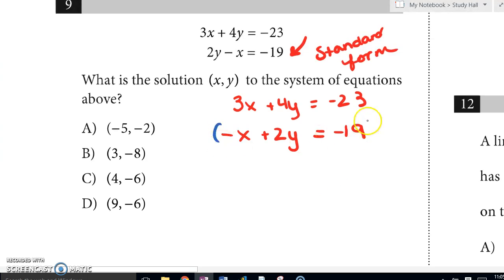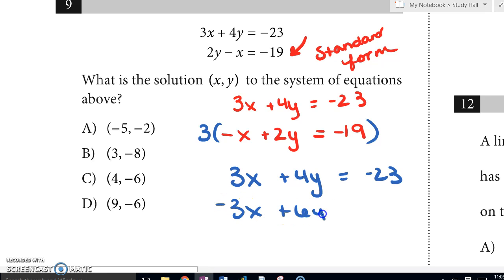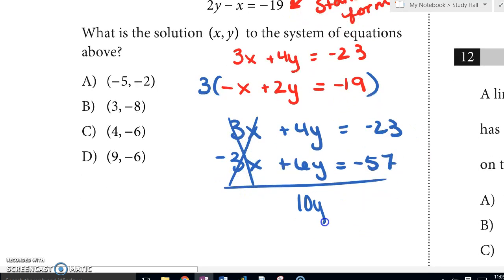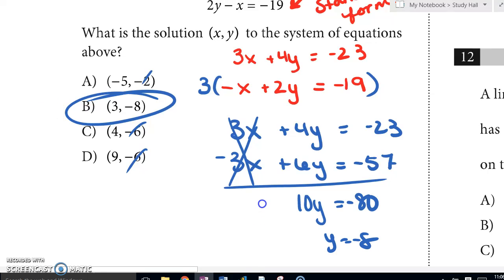So I'm going to multiply this bottom equation by 3 so that I can eliminate x. So you get 3x plus 4y equals negative 23, and negative 3x plus 6y equals negative 57. Okay, our x's cancel out, and we're left with 10y equals negative 80. So y is negative 8. Don't even have to solve for x.